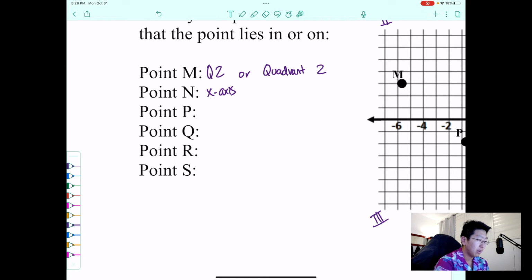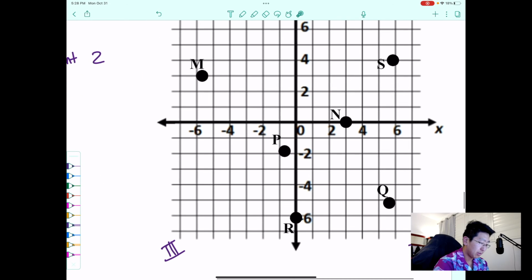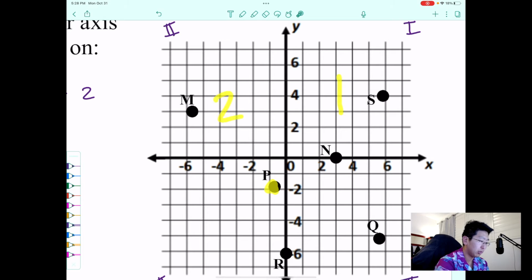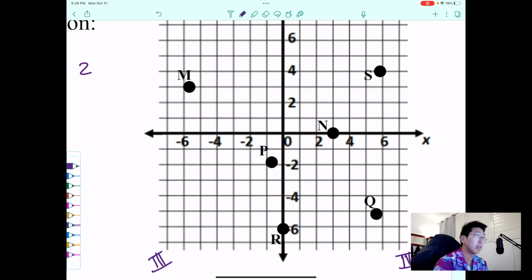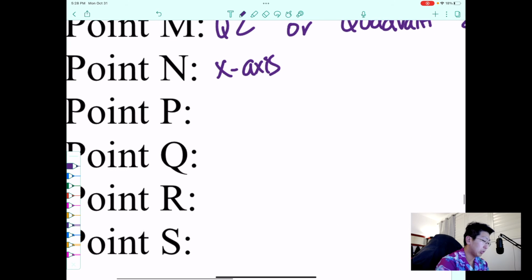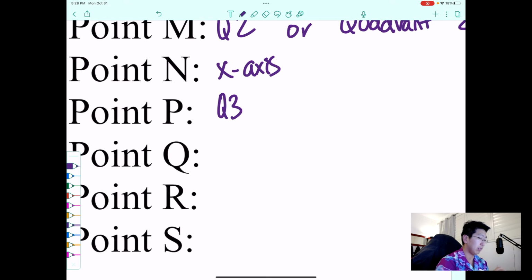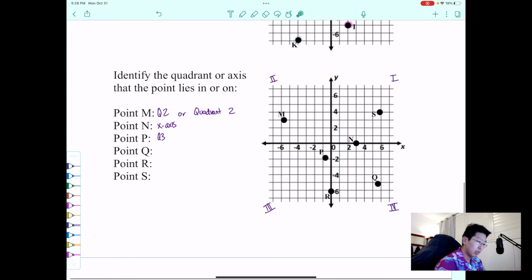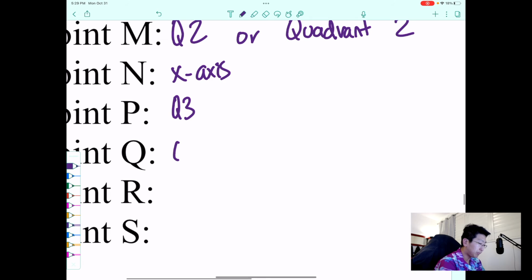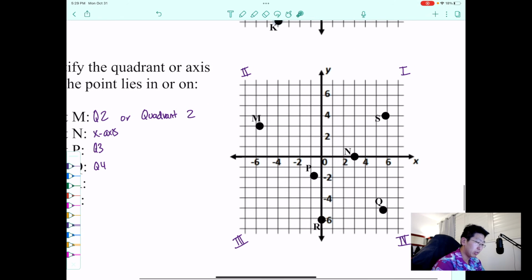All right, point P. P right here. This is quadrant 1, 2, 3, 4. Which quadrant is it in? Right? Please tell me you know. Q for quadrant, but what quadrant is point P? It's in quadrant 4. Okay, hopefully this is making sense to you.